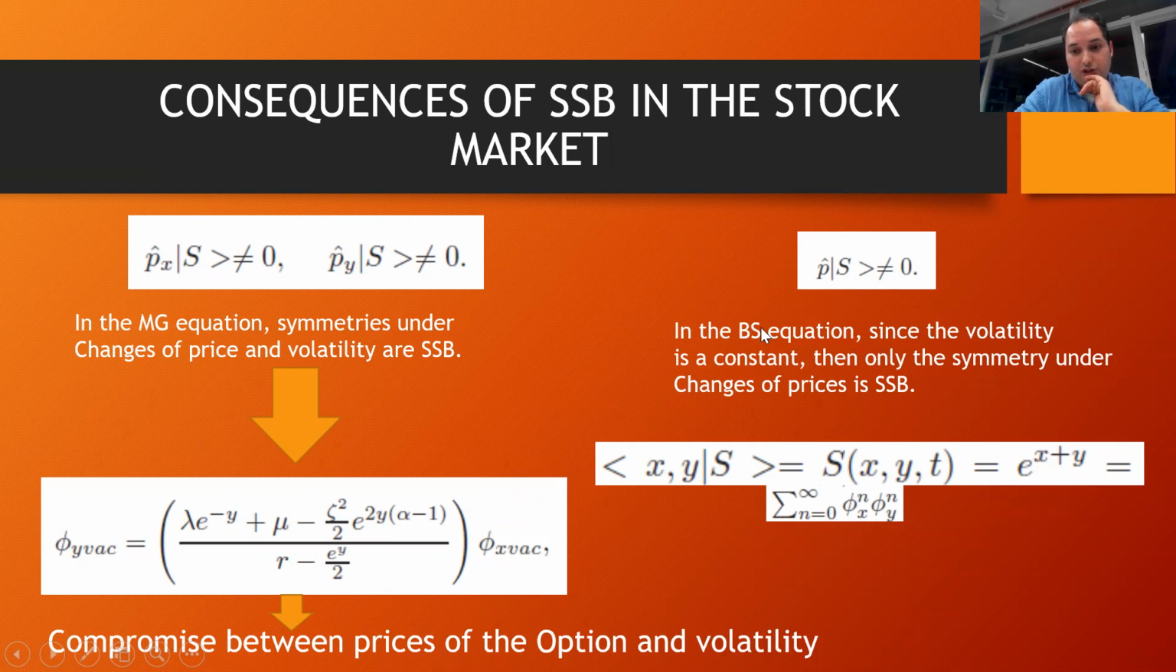In the Black-Scholes equation, the Black-Scholes Hamiltonian, the structure is simpler. Only the symmetry under changes of prices was spontaneously broken. And the expressions emerging in such a case are simpler, not as interesting as in the case of Merton-Garman, let's say.